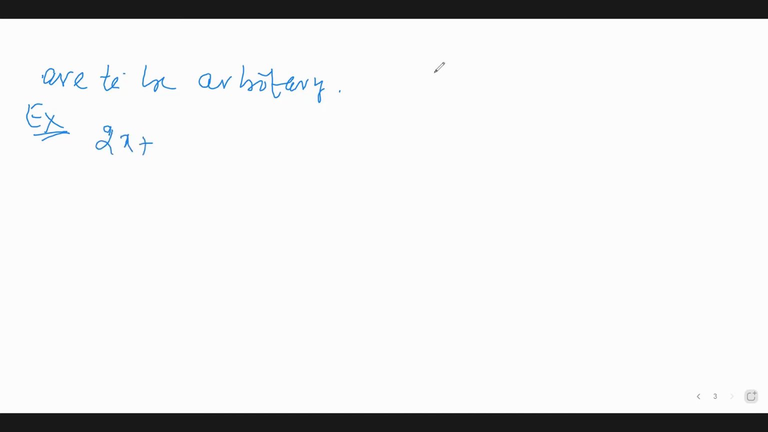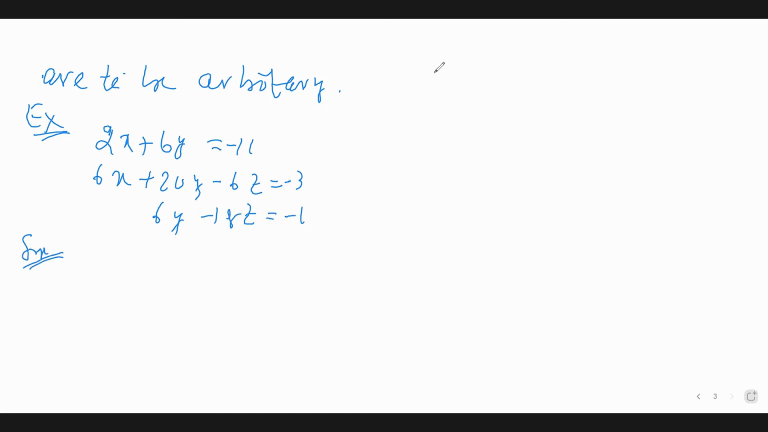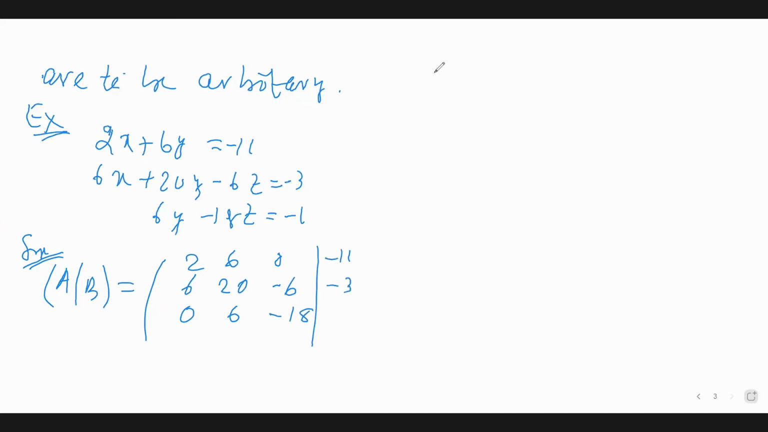2x plus 6y equal to -11, 6x plus 20y minus 6z equal to -3, 6y minus 18z equal to -1. What will be the augmentation? Tell me quickly. Sir, 2, 6, 0, 6, 20, -6, 0, 6, -18, and -11, -3, -1.